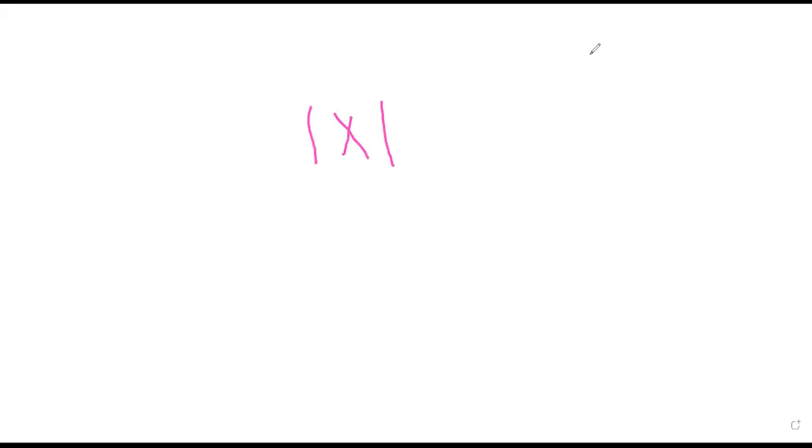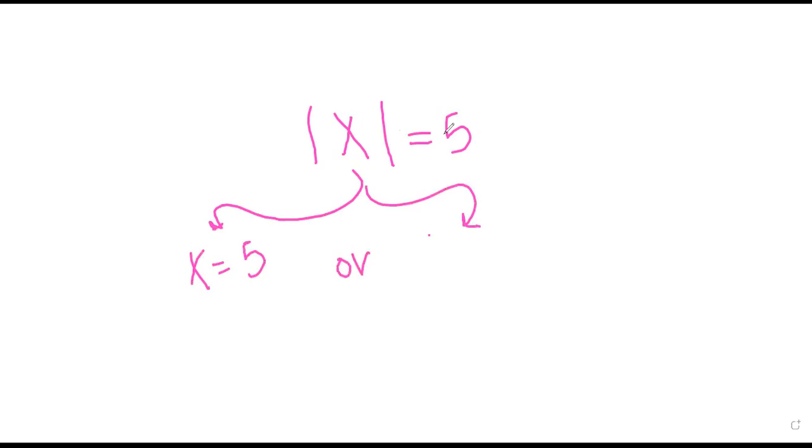The absolute value of x is equal to 5. As you see here, these two vertical lines mean the absolute value. This is easy example. I can guess what is the value of x. x could be 5 or x could be minus 5.